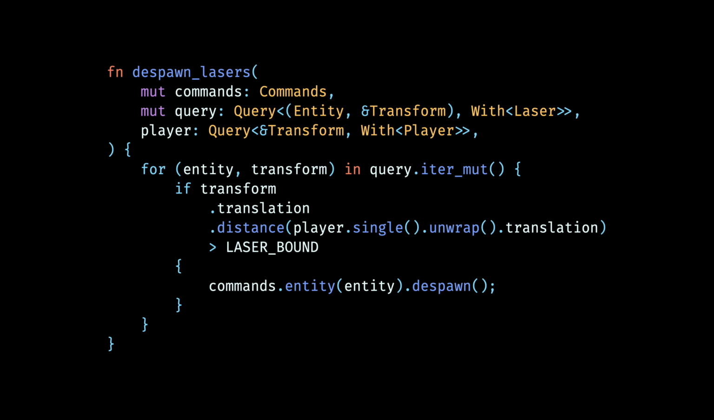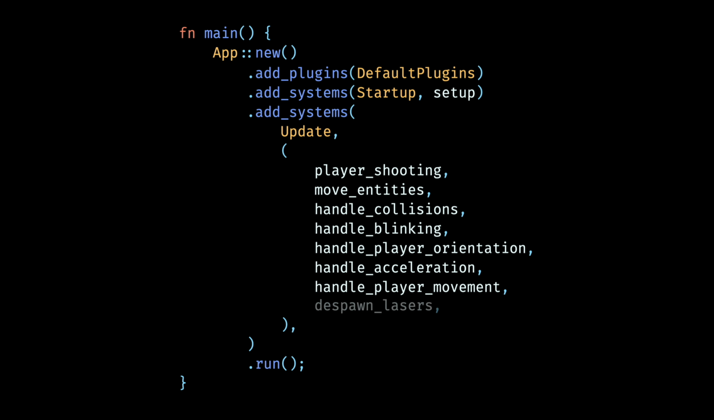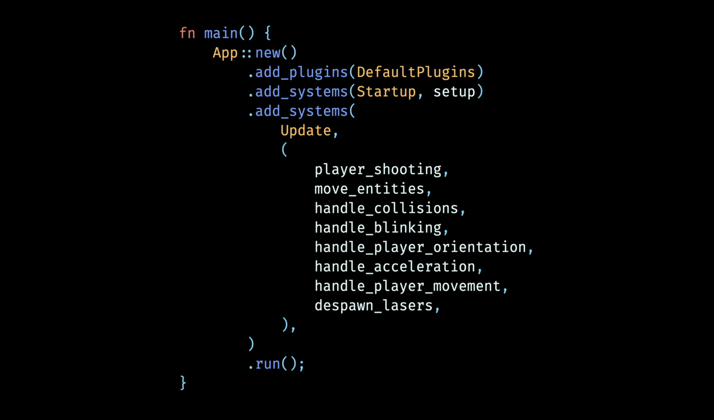We also add another system to despawn our lasers when they travel beyond a certain limit from the player's position. We do that by querying for all laser entities, and for each of them, we check whether their position is farther away from the player's position than a constant limit. In case that's true, we immediately despawn the laser entity. And finally, in our main function, we add the despawn laser system to the update schedule. And now if we run our app again, we can fire lasers by clicking on the left mouse button.